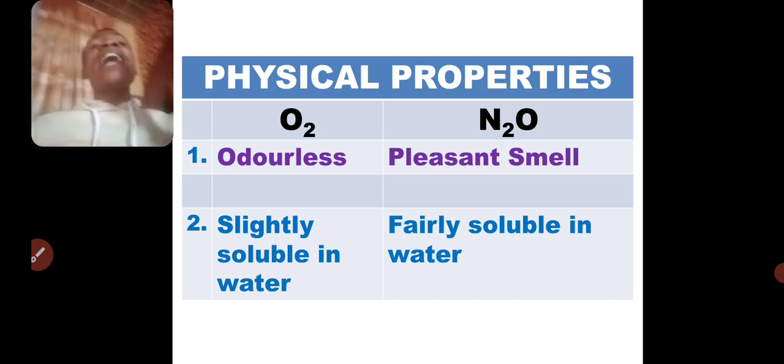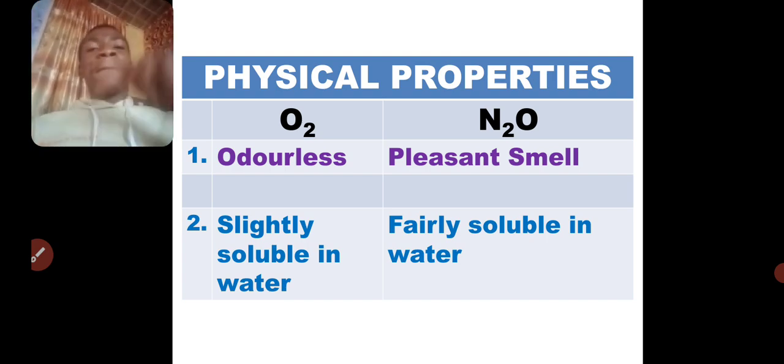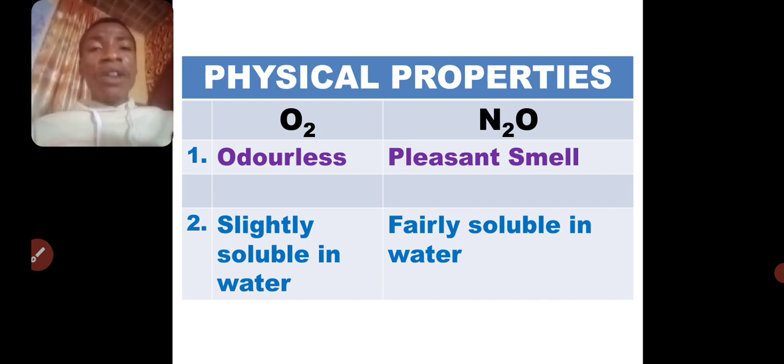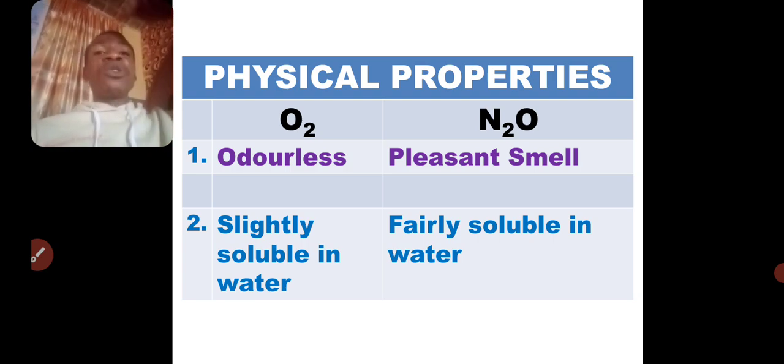So, these are the ways you can distinguish between oxygen and nitrogen(I) oxide using their physical properties. So, if a gas is odorless and rekindles a glowing splint, it is going to be oxygen. But if a gas has a pleasant smell and rekindles a glowing splint, it is not oxygen, it's nitrogen(I) oxide. Take note of that.